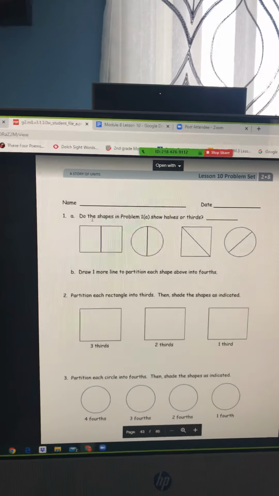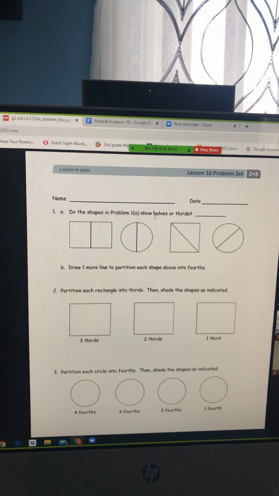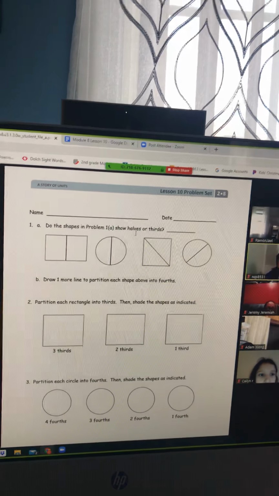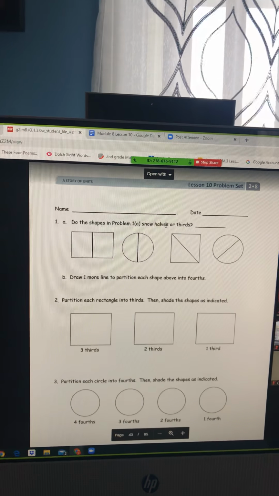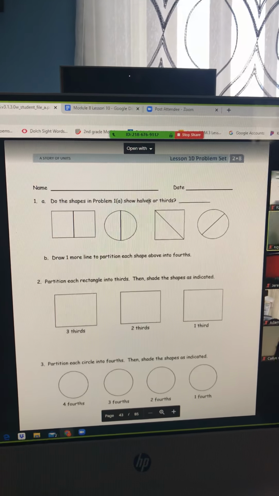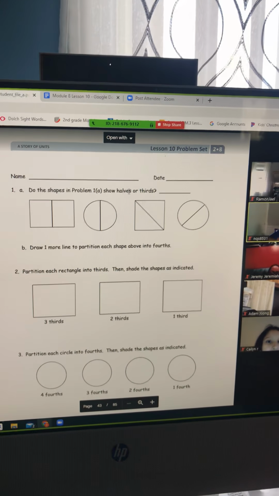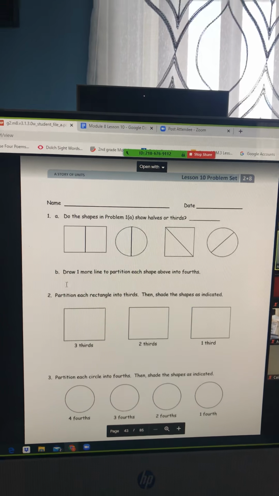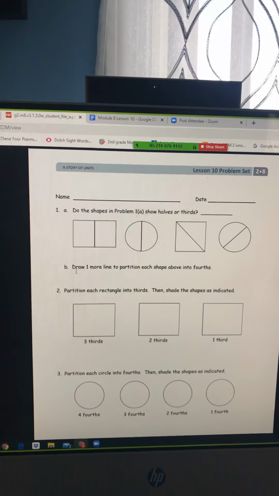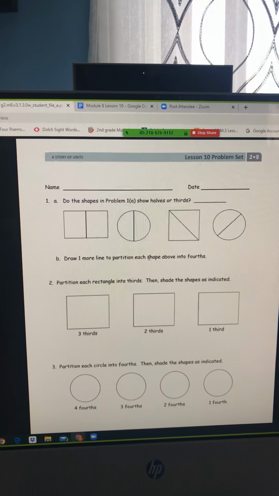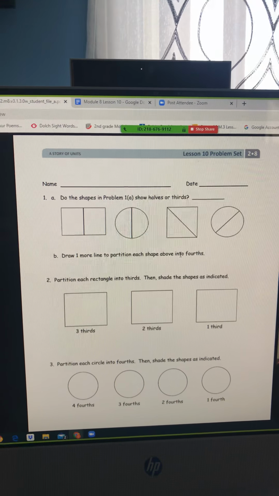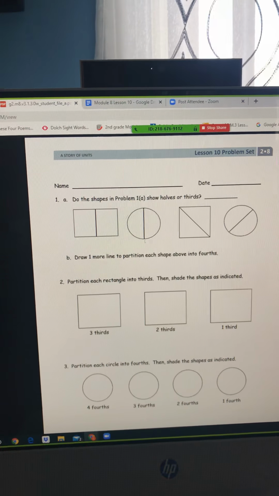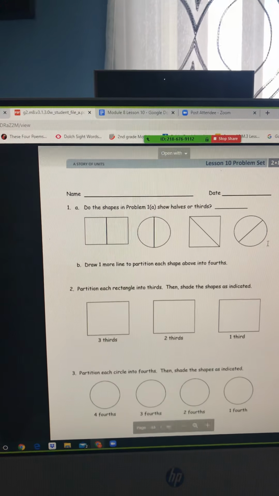It says, do the shapes in problems 1A show halves or thirds? Halves means 2 equal pieces. Thirds means 3 equal pieces. Fourths means 4 equal pieces. You need to answer this question with a word. B says, draw one more line to partition each shape into fourths. You're going to draw one more line in these shapes to turn it into fourths.